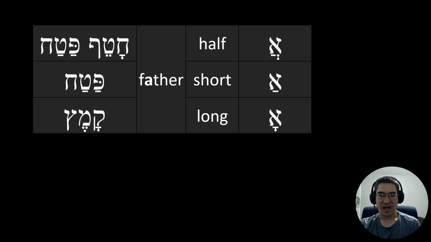Looking at the half vowel, the hatef patach, we have a single dash with 2 dots, one on top of the other, placed next to it. The patach is the short vowel, which is just the single dash by itself. And then the long vowel, kametz, is like a small capital T underneath the aleph.